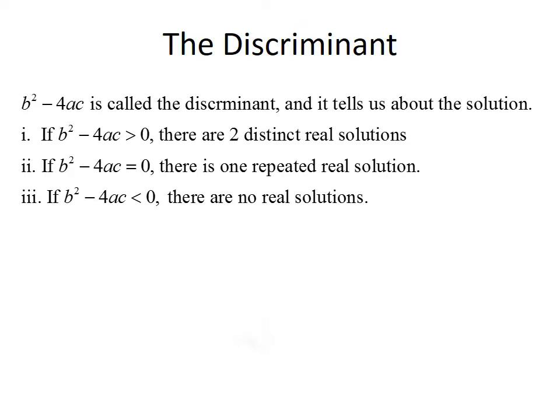Before we start doing examples using the quadratic formula, let's talk about the discriminant. The quantity b squared minus 4ac is called the discriminant of the quadratic equation, and it tells us about the solutions. If b squared minus 4ac is greater than 0, then we're going to have two distinct real solutions. If b squared minus 4ac equals 0, there will be one repeated real solution, and if b squared minus 4ac is less than 0, that's going to put a negative underneath our square root sign. That tells us there are no real solutions.